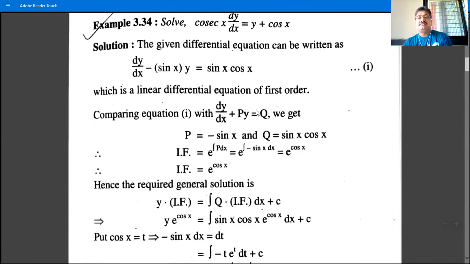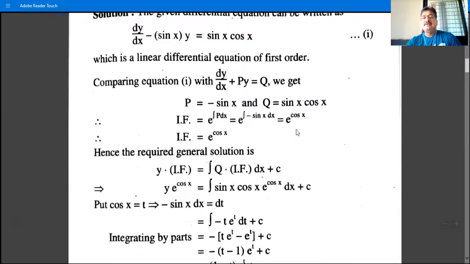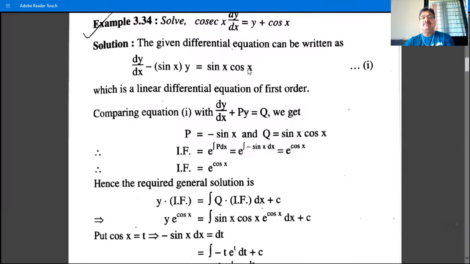is equal to sin x into cos x, and this is the linear differential equation of first order in the form dy by dx plus P(x)y is equal to Q(x). What is P(x)? P is minus sin x, and Q(x) is sin x into cos x. Then find the integrating factor e raised to integration P(x) dx, that is e raised to integration of minus sin x, and integration of sin x is minus cos x, so minus minus becomes plus cos x. So this is the integrating factor, and so the general solution of the given differential equation.